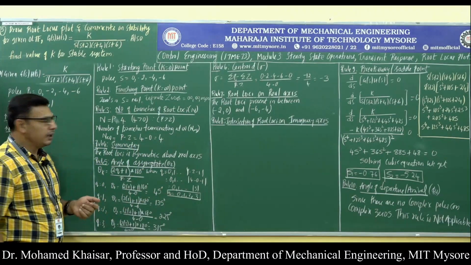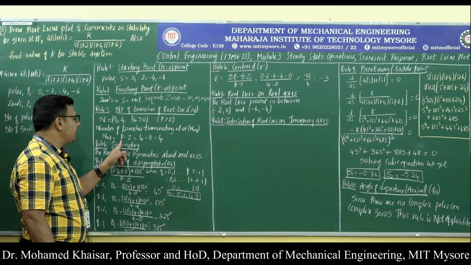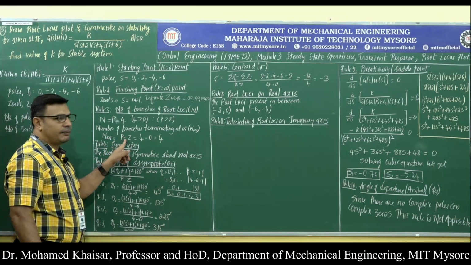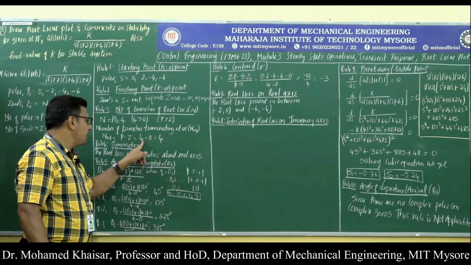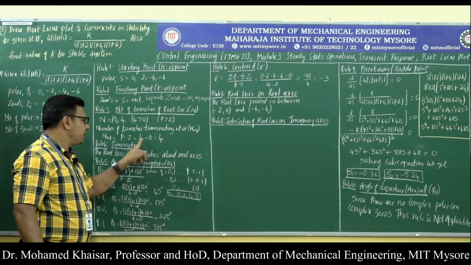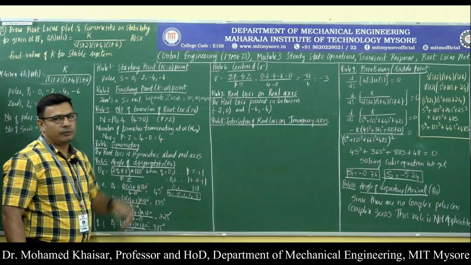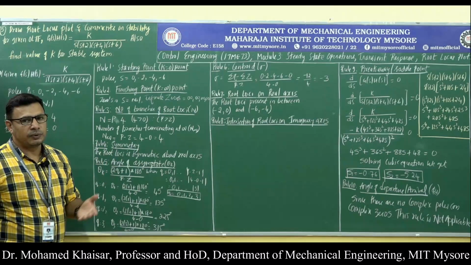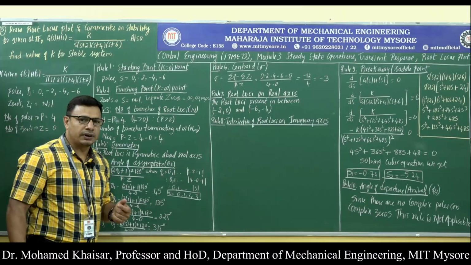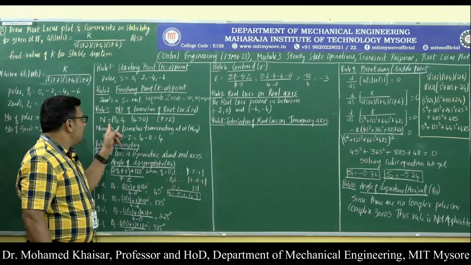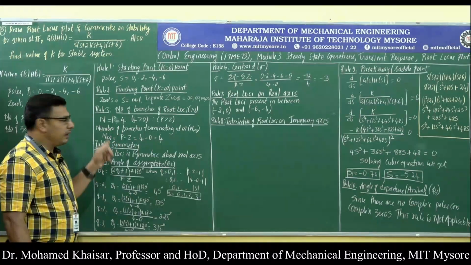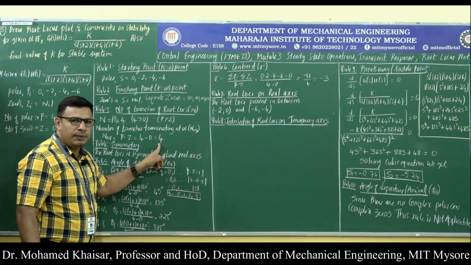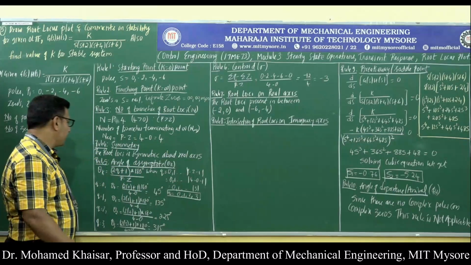Then the number of branches terminating at infinity: how many branches of root loci will be terminating at infinity? That is given by P minus Z, and capital P is the number of poles, that is 4, Z is the number of zeros, that is 0, so 4 minus 0 is 4. So 4 branches of root loci will be terminating at infinity. What it means to say is that there will be 4 branches of root loci which will be existing, and all 4 of them will be terminating at infinity.